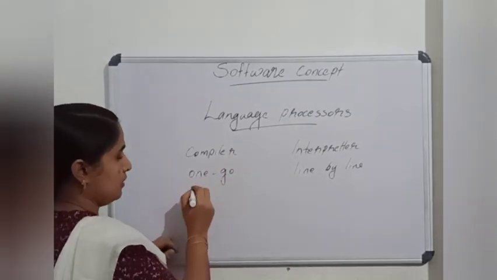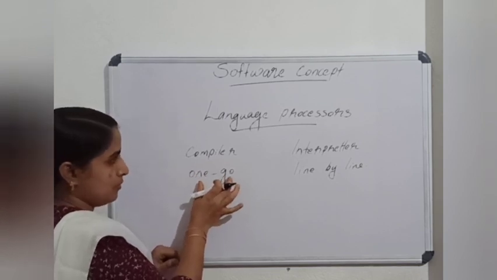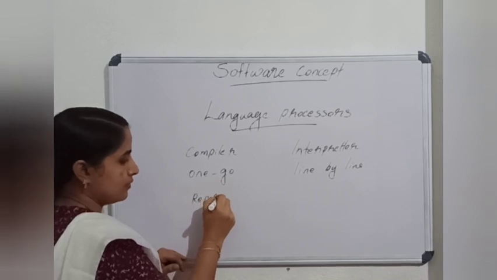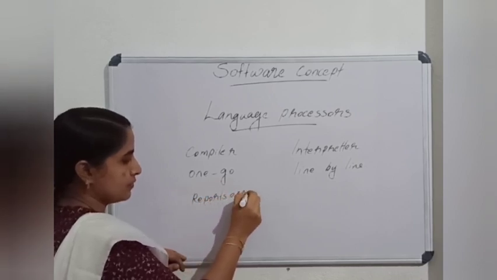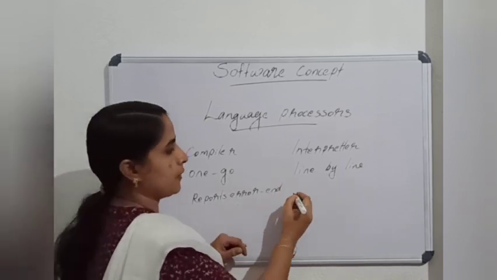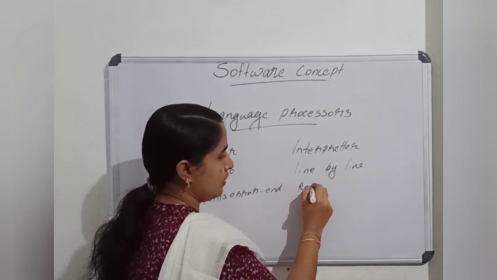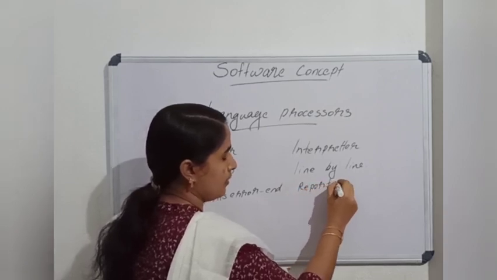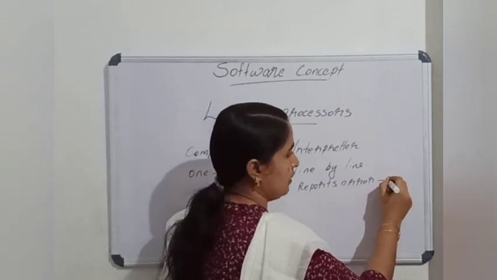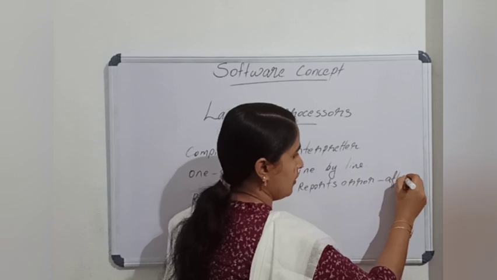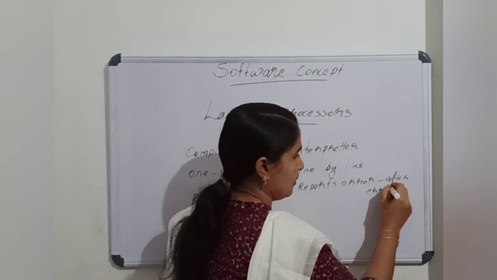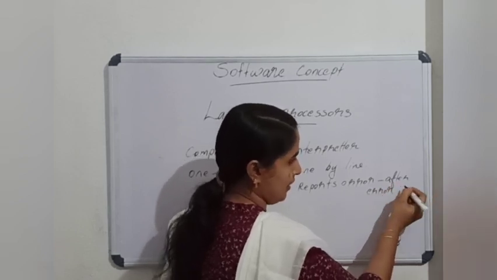The next point is connected to the first point. In the compiler's case, it reports the error at the end. But in the interpreter's case, it reports the error after every line. If there is an error, it reports after the line in which it finds the error.